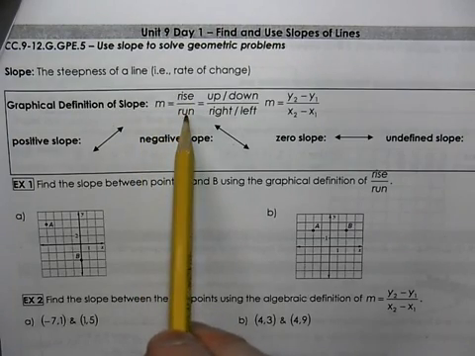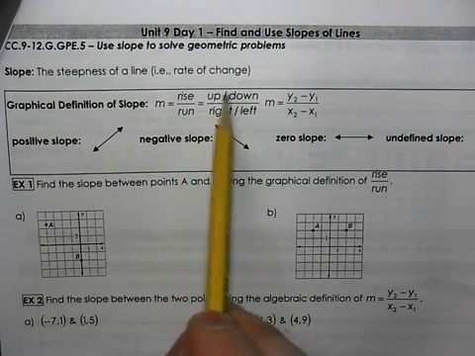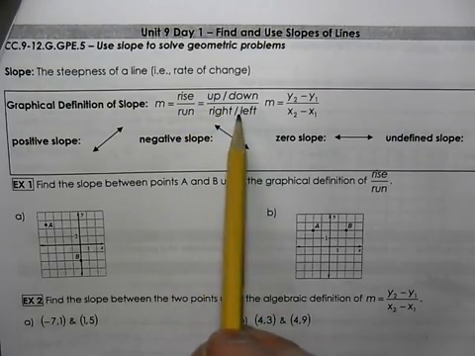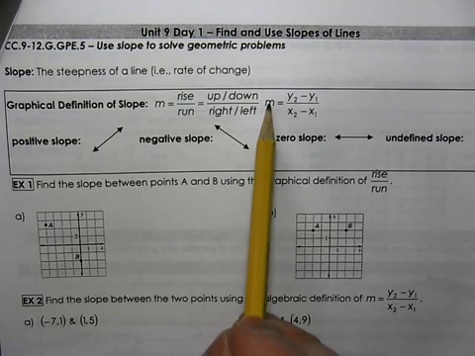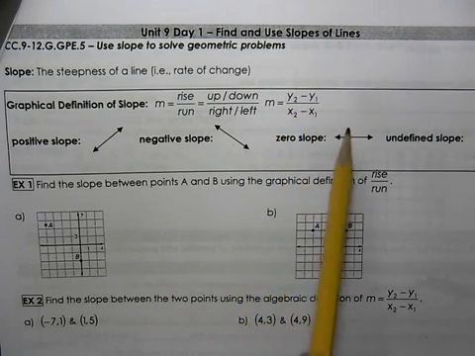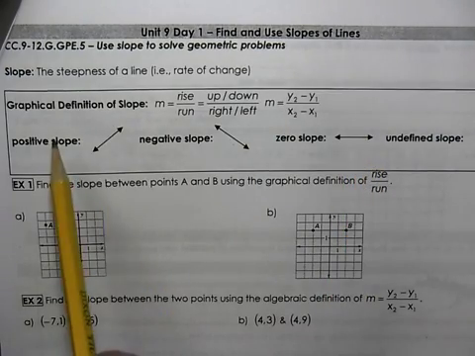Slope is considered rise over run. Rising is going up or down, that's your vertical. Running is going right and left, that's your horizontal. So the slope formula is y2 minus y1 over x2 minus x1.